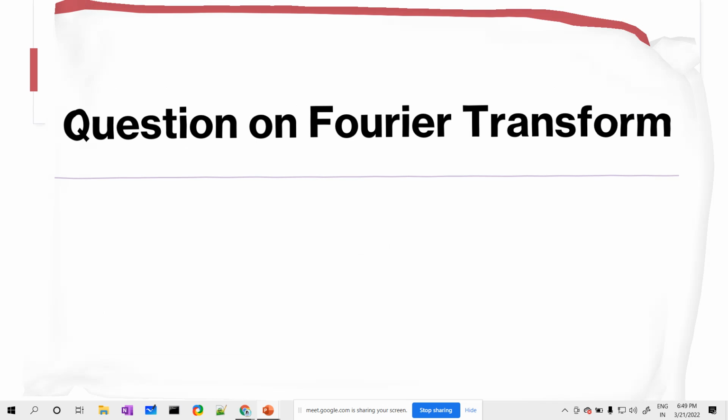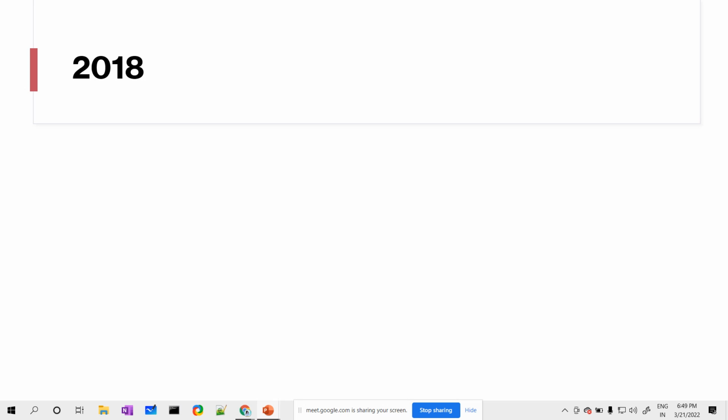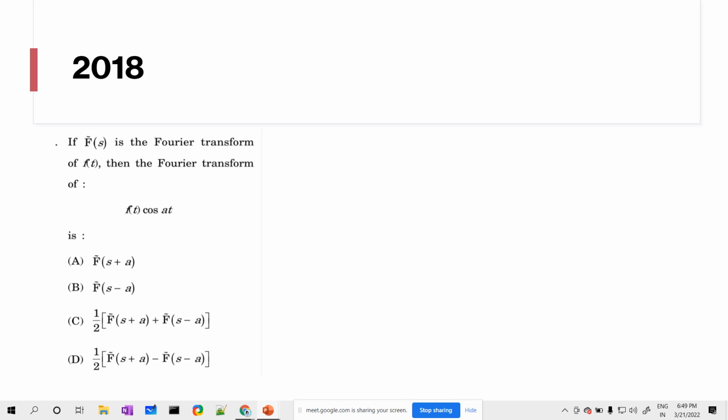With the last 10 minutes that we have, we can discuss a few of the problems. This is an interesting question. They have asked us to find the Fourier of f of t cos at. While solving this problem, we can learn one of the properties, that is the modulation property of the Fourier. They have told me the Fourier of f of t is converted to variable s. What variable are they using?